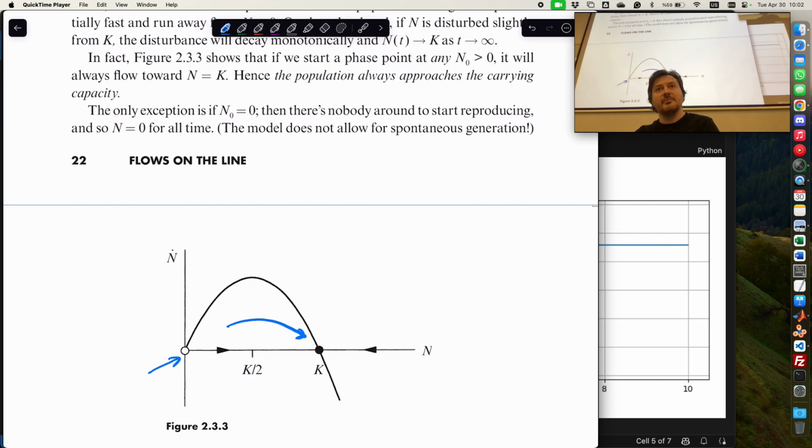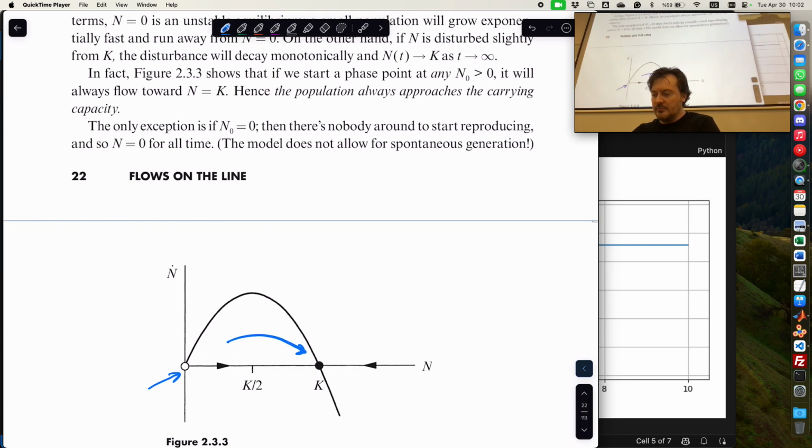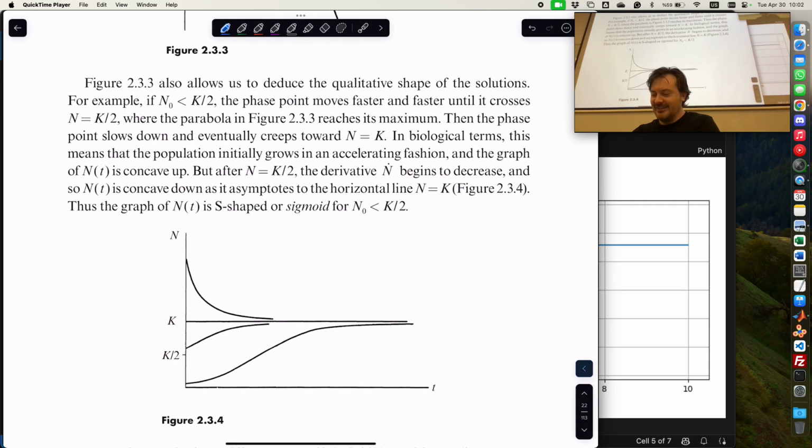Tell me. Amna, you have a question? No, I was just reading the text. Oh, what are you reading? The one about when N naught is 0, then there's nobody around to start reproducing. Yeah, nobody around reproducing, that makes sense, right? N is 0 for all time. The model does not allow for spontaneous generation. Okay.